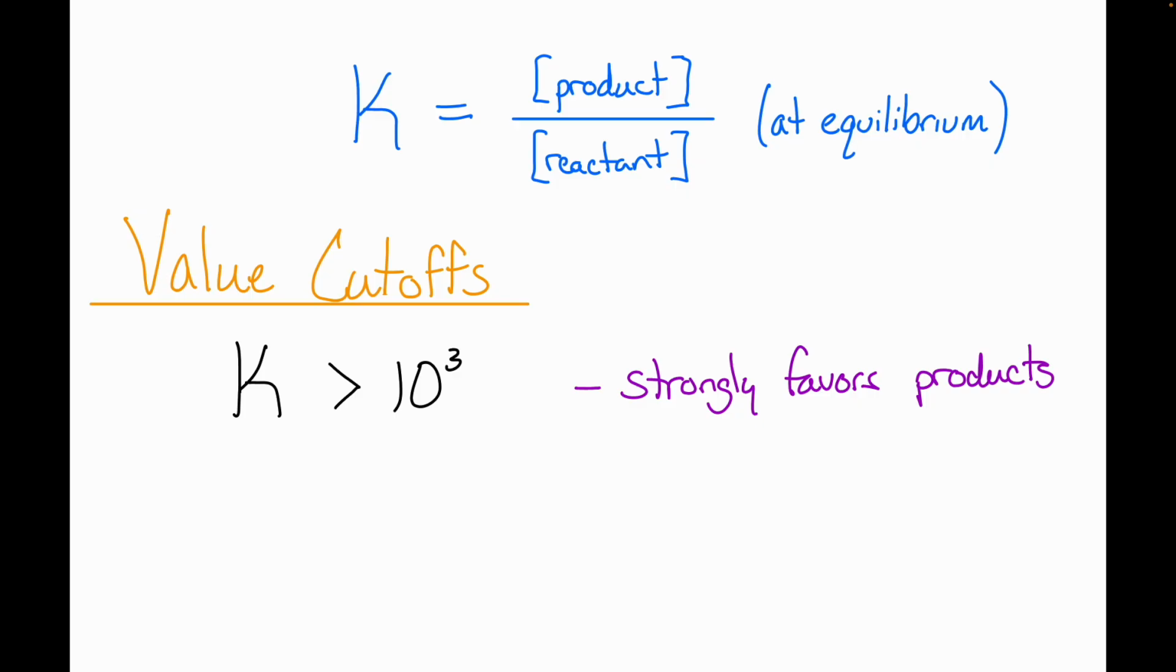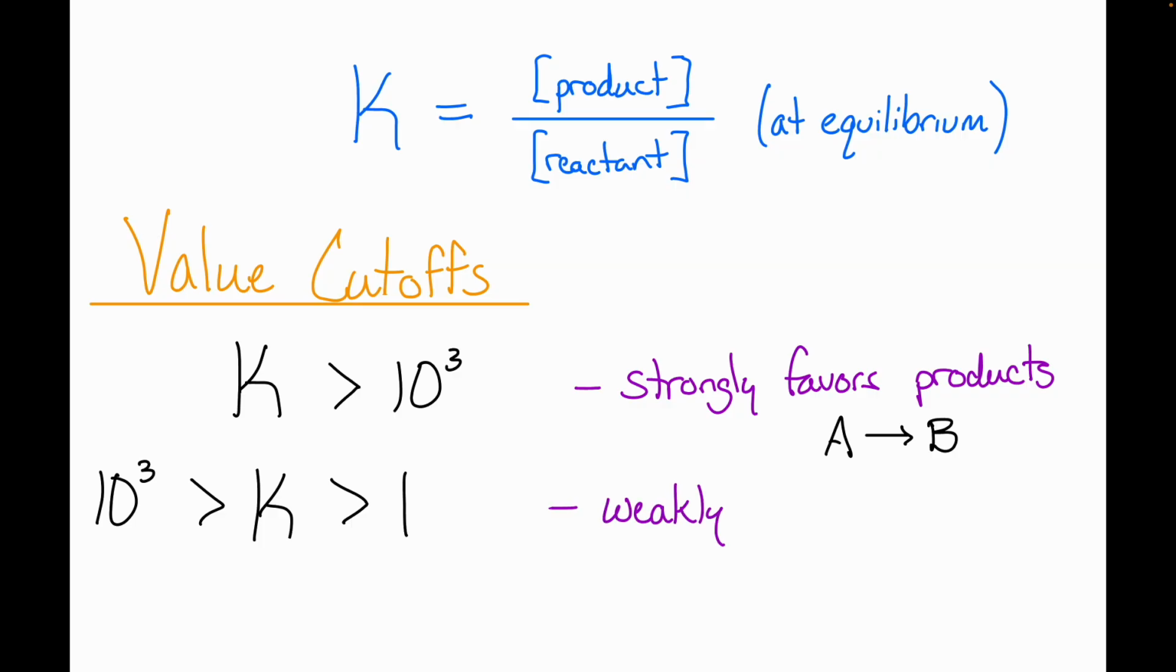This would be a reaction where we would comfortably just say A goes to B. We wouldn't worry about using our equilibrium arrows, right? A reaction that we basically can just assume goes all the way to completion because it strongly favors those products. All right, if K is larger than 1, it's still going to favor those products, but if it's less than that 1,000 cutoff, we say that this is a reaction that only weakly favors our products.